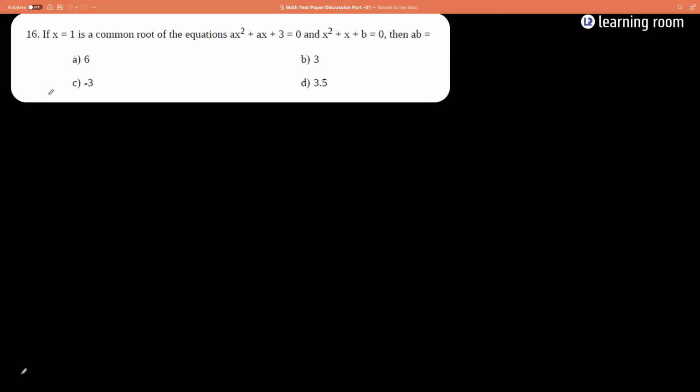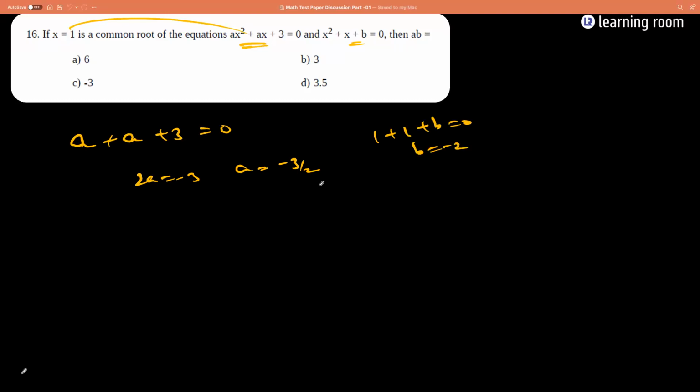Next, if x is equal to 1 is a common root of these two, then a into b is equal to... common root means substituted. So a plus 3 is equal to 0. So 2a is equal to minus 3, a will be minus 3 by 2. So 1 plus 1 plus b is equal to 0. b is minus 2. So a into b is minus 3 by 2 into minus 2. So answer will be 3.